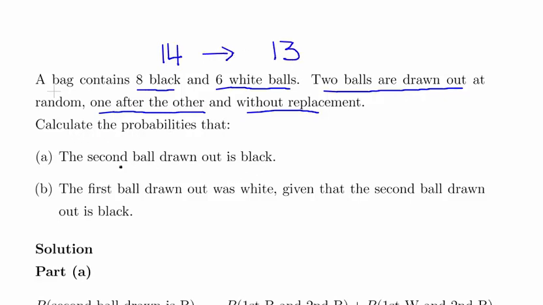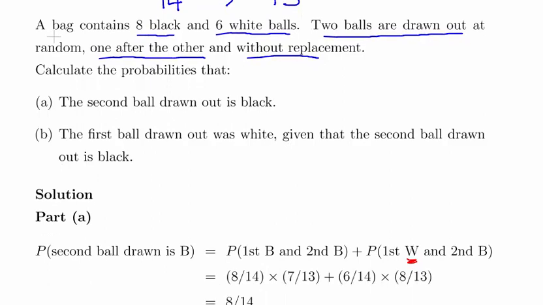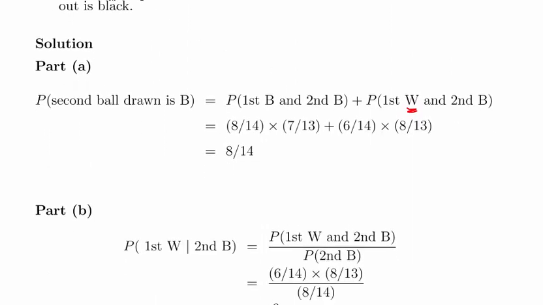Calculate the probability that the second ball drawn out is black. And then the second question is, calculate the probability that the first ball drawn out was white, given that the second ball was black. So the first question is, second ball drawn is black, B for black and W for white.